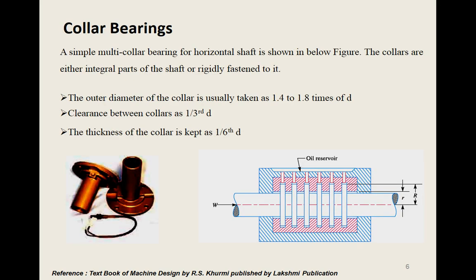The second one is the collar bearing, a simple multi-collar bearing for a horizontal shaft. It is shown in the figure. The collars are either an integral part of the shaft or rigidly fastened to it. Now, these three parameters you have to remember before solving the numerical. The outer diameter of the collar is usually taken as 1.4 to 1.8 times the diameter of the shaft. Clearance between the collars is 1 by 3rd of diameter, and the thickness of the collar is kept 1 by 6th of diameter. Just remember these things because we will use these parameters in the questions where the outer diameter of the collar will not be given.